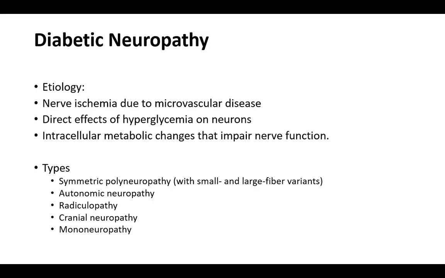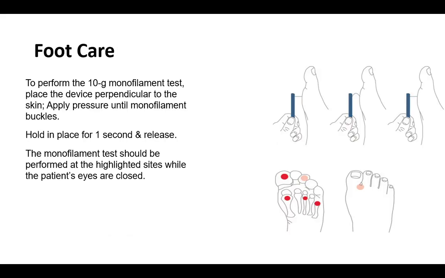Diabetic neuropathy, same as retinopathy and nephropathy, is a microischemia, a microvascular complication, and the ischemia is number 1. And there are different types, depending on the type of nerves. We have autonomic neuropathy, radiculopathy, cranial neuropathy, mononeuropathy, and peripheral polyneuropathy. This is one of the exams that we have to do annually for our patients as screening, and then periodically if the patient has symptoms and signs of peripheral neuropathy. That's foot care, using the 10-gram monofilament test.